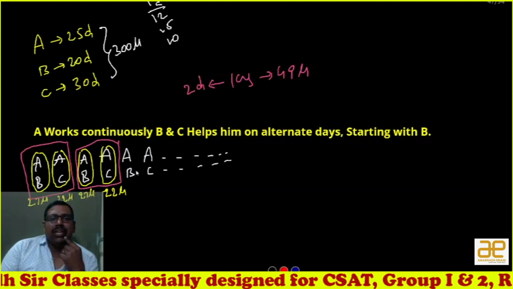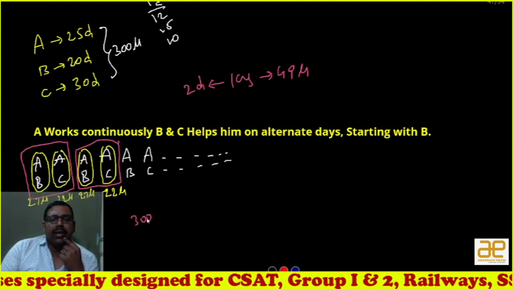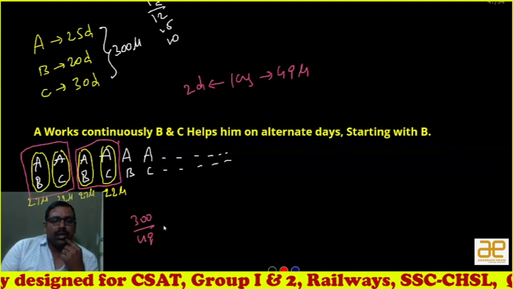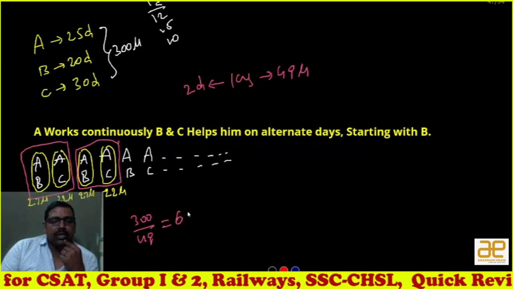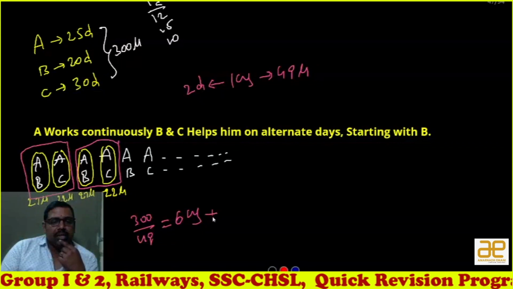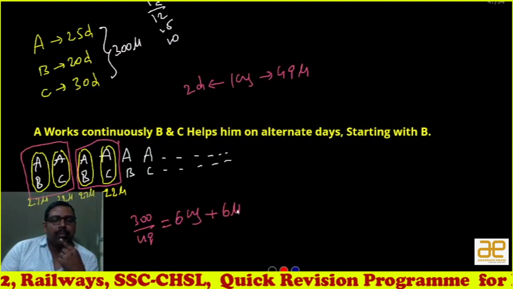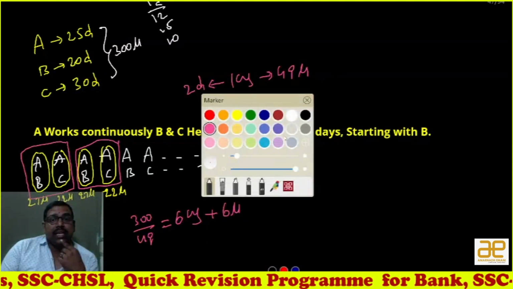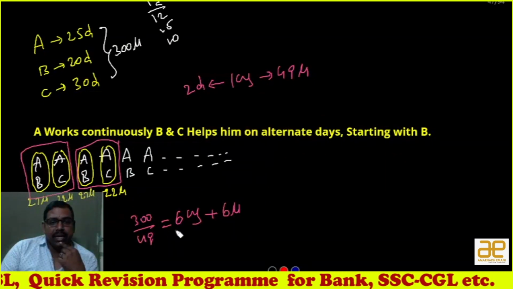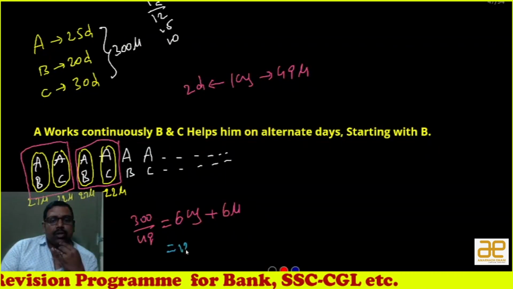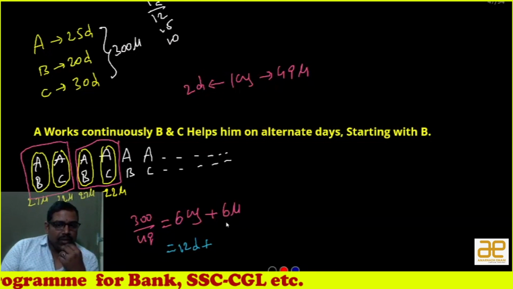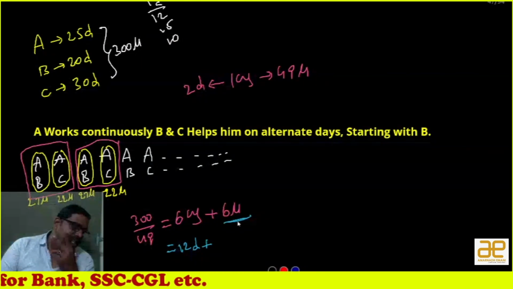The work they have to complete is 300, right? So 300 by 49, 6 times. So 6 cycles, plus 6 units are left out. Now 6 cycles, with each cycle 2 days, right? So 12 days plus. Now these 6 units will be subjected to the 7th cycle.